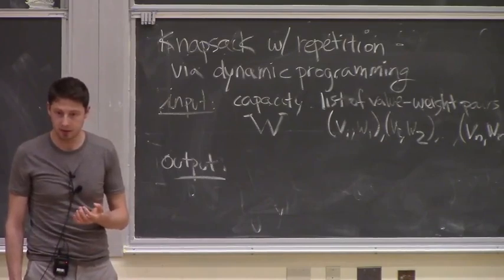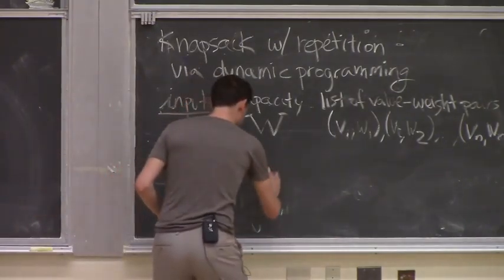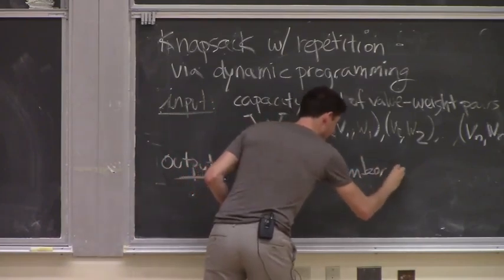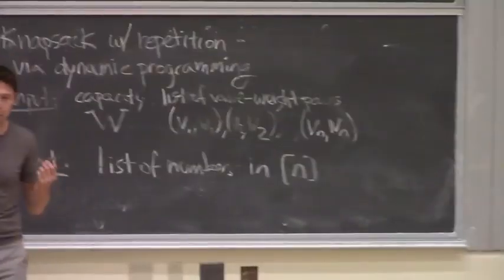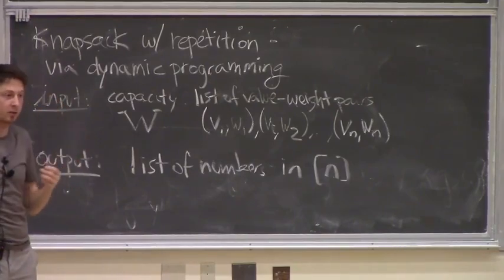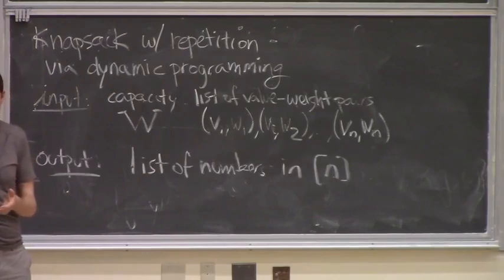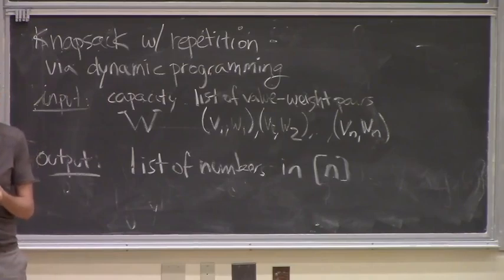A list of numbers, yes. So it's a list of numbers, let's say between 1 and n. But what kind of list of numbers is it? Right, so it's like a histogram. I'm saying how many I would like of item 1, how many I would like of item 2. Another way to think about it, it's a multi-set. What is a multi-set? It's a set where you're allowed to have the same element appear multiple times.